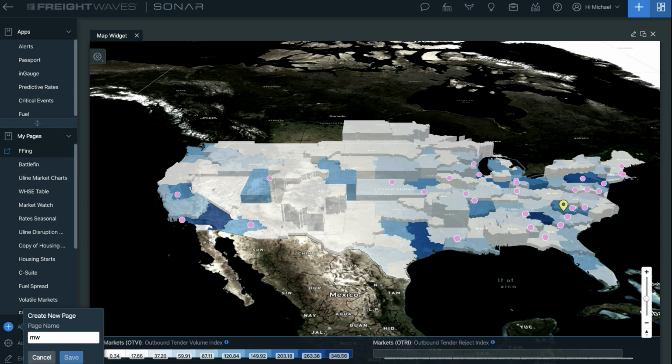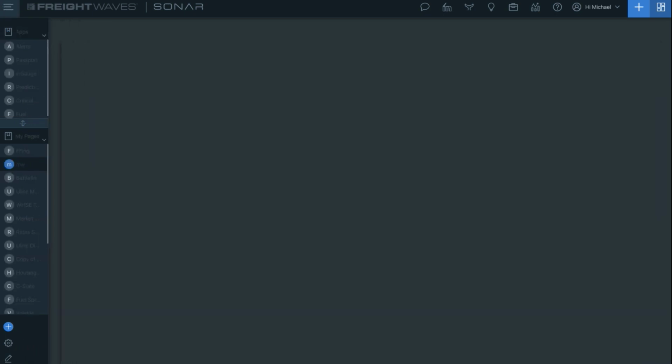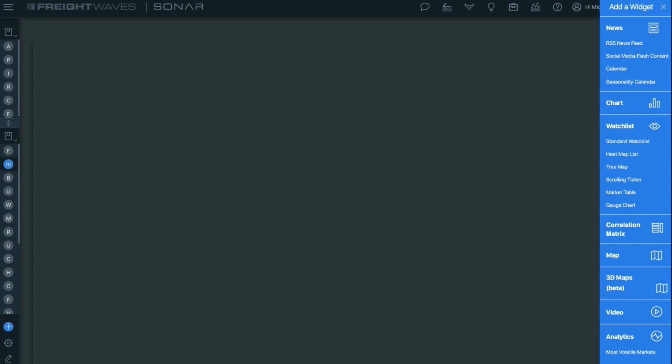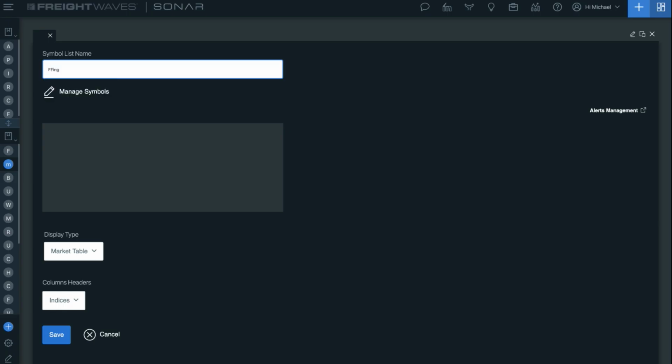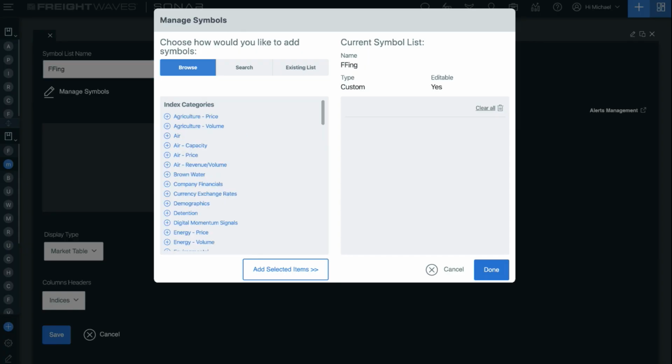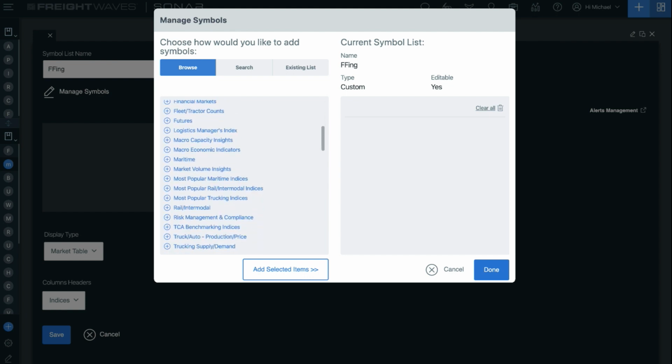Let me save this here, and then I'll show you how to build this really, really quickly. So a market table gives you the ability to select markets in the United States. You can select all the markets in the United States, or just those markets that are important to you. We'll select all because we don't need to.